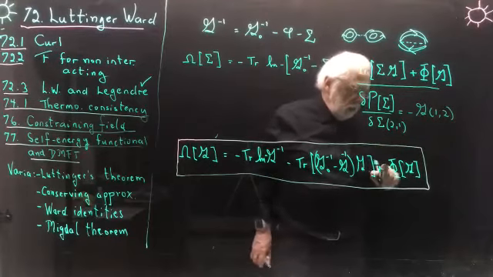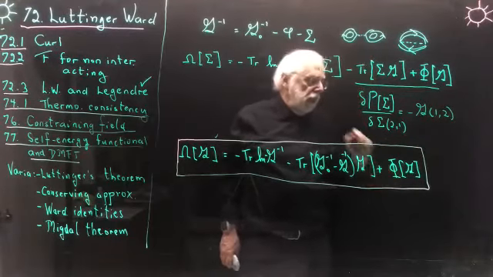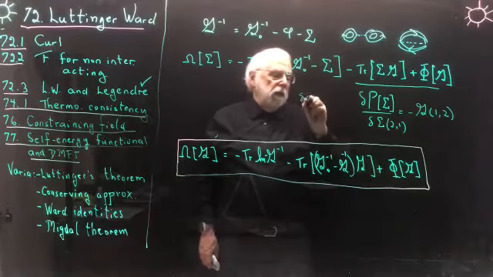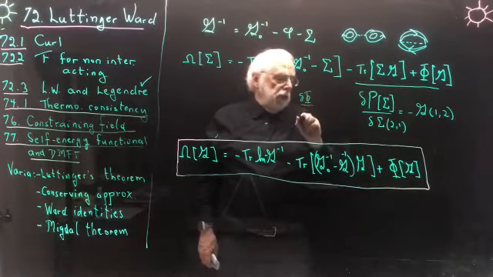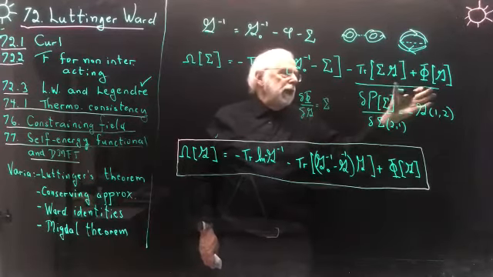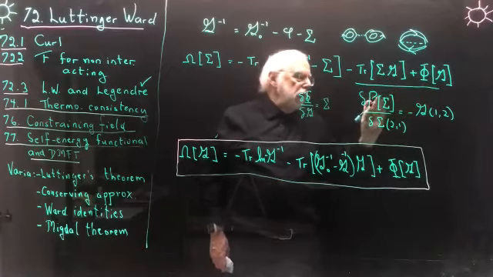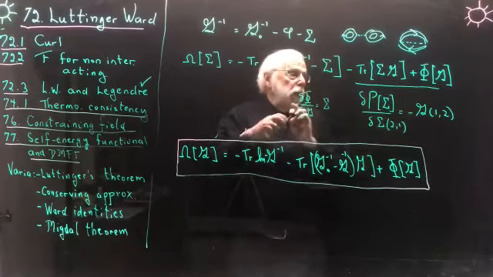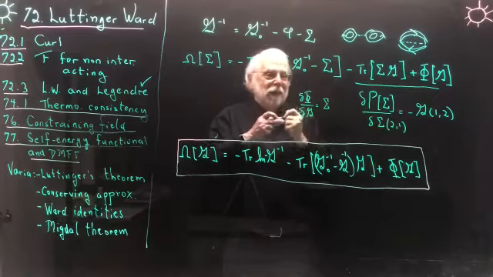Why? Because I have that delta phi, the functional derivative of the Luttinger-Ward functional, was equal to sigma. So if I take its Legendre transform like this, then the functional derivative with respect to sigma is minus G. Just the same proof as before.